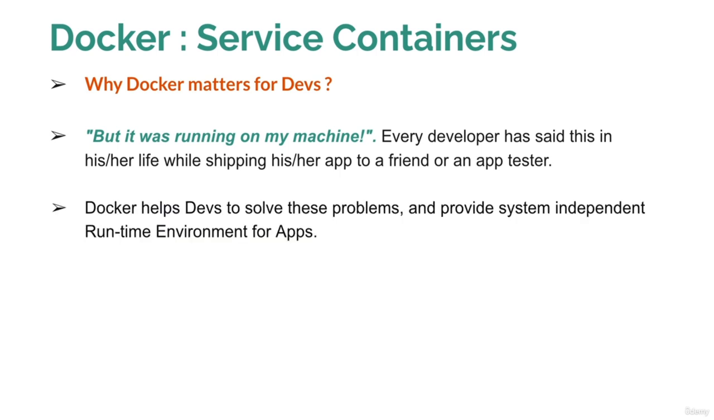So Docker is the answer, and Docker helps developers to solve these problems and provide a system independent runtime environment for the application. Yes, that is a very true statement. Docker provides a system or OS independent runtime environment for the execution of the applications. And that is the thing which makes Docker so popular. So we are going to discuss a few reasons why the IT industries are adopting Docker and why Docker became so popular in a very short time.